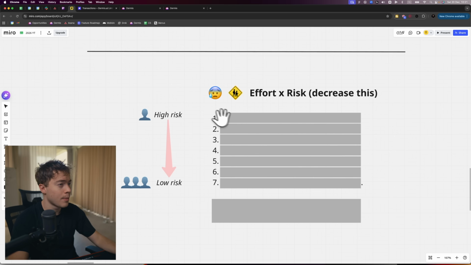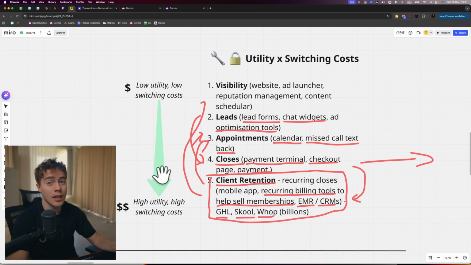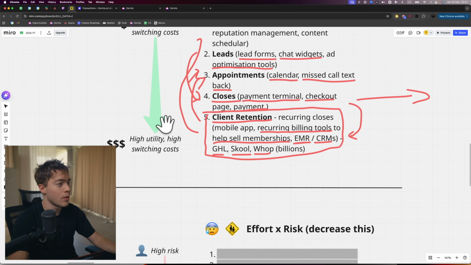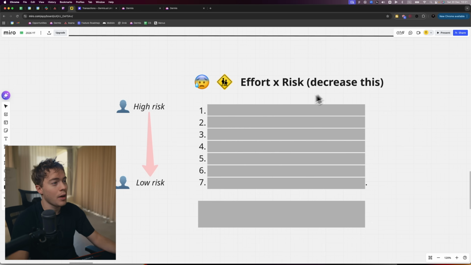Now, the next piece of the puzzle is solving for effort and risk. So while the last one determined how much money each individual client pays you, which is very important, this helps you increase your actual prices. If you decrease this part of the equation, it's going to determine how many clients you have, okay? And so this is also crucial.